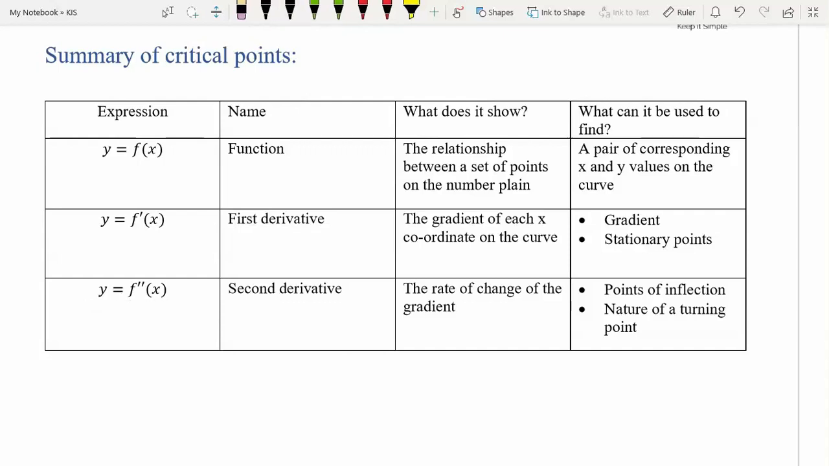And finally, the second derivative, also known as y equals f double dash x, is the rate of change of the gradient. This is technically what it's actually saying. It's saying how fast is the gradient changing. I don't really like to introduce this to students unless it's necessary, because this concept is really hard to wrap your head around. It's saying how fast is the rate of change changing, which isn't really that useful. What you just need to remember is that it can help you find a point of inflection, but when the second derivative is equal to 0, it will not necessarily be a point of inflection, and it can help establish the nature of a turning point.